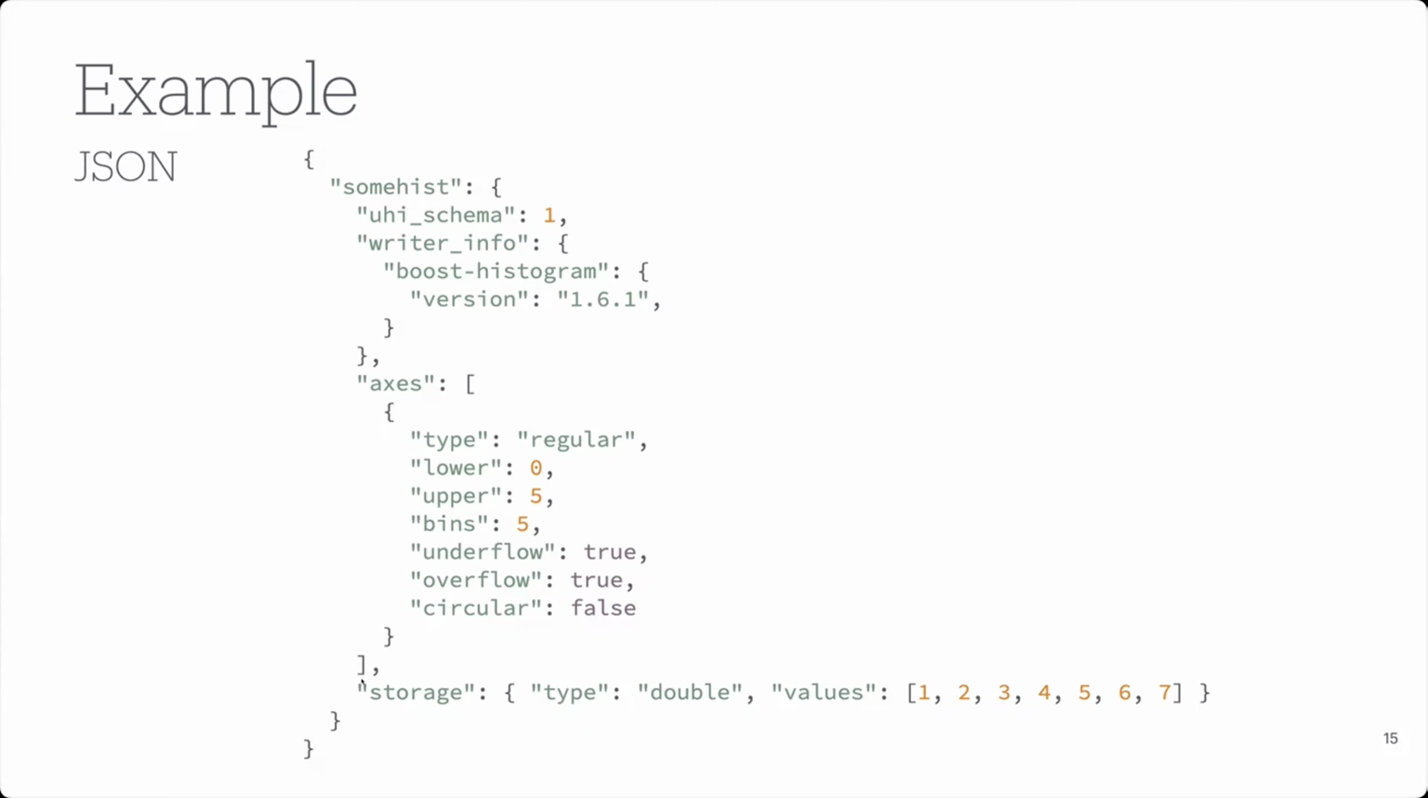And then you have the list of axes. There are optional metadata and writer info fields for each of these. And then storage, and that's where the actual values get stored. And this is the main thing that's different. Say for the zip format, it would actually store this values array as a NumPy file instead of storing it right here. So this is what it would look like for a small simple histogram.